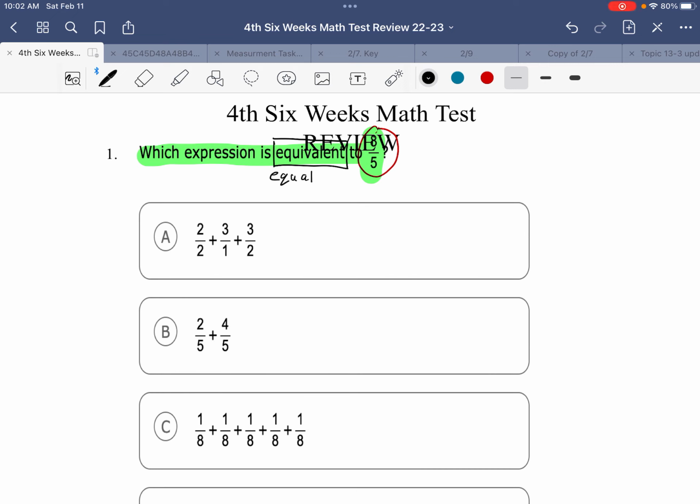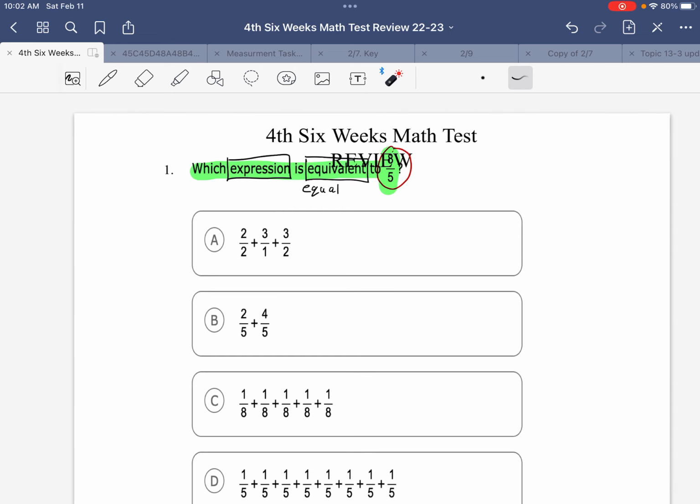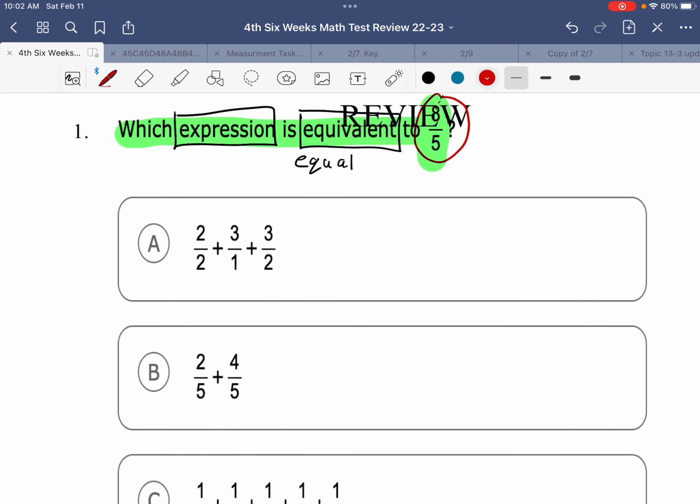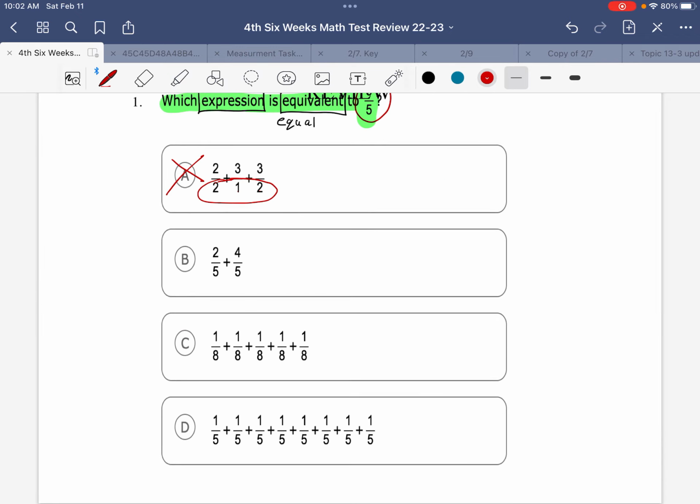or the same, okay? So they're asking us which expression, I'm also going to box in expression, which expression, so all of my answers, which expression is equal to 8 over 5, okay? So what I'm going to do is I'm going to add every single answer, okay? Now, if I look at A, I already know the denominators in A, they're different. I have 2, 1, and 2. If my denominators are different, we're not going to add that. We have not done anything like that. So A is automatically out, okay?